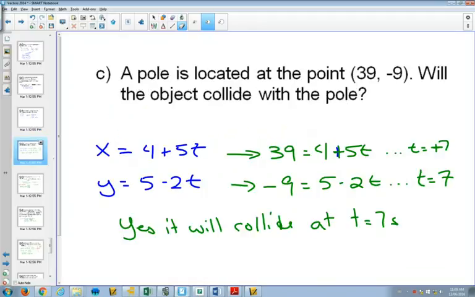There's a pole located at 39, negative 9. So if we look at our parametric equations, what we're wondering is, is there a value of t when the x-coordinate is at 39? Is that same value of t going to be when the y-coordinate is at negative 9? So plugging the 39 into our parametric equations and solving for t, we get t is equal to 7. And similarly, if we solve for t when we plug in negative 9 for y, we get t equals 7. So the answer is yes, it will collide with that pole at 7 seconds.